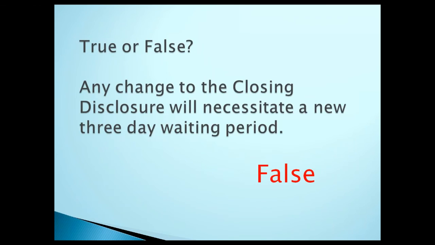We had the opportunity of hearing the CFPB director specifically address this in Washington, D.C. And of course, there's only 3 instances in which there'll be a 3-day waiting period. That is if the APR goes up by more than 1/8% on a fixed product, or 1/4% on an adjustable product. If you go from FHA to conventional, that's going to have a 3-day waiting period. And if a prepayment penalty gets added, that'll have a 3-day waiting period.